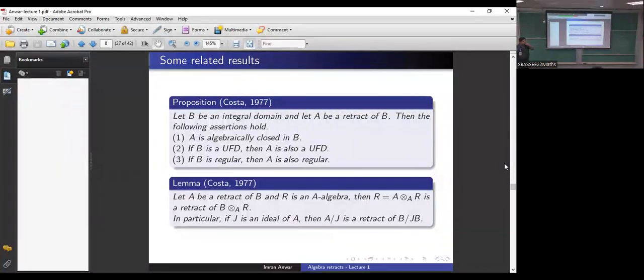Yes, sir. Can you remind us what regular means? Regular means the maximal ideal is generated by a number of elements the same as the Krull dimension of the ring.